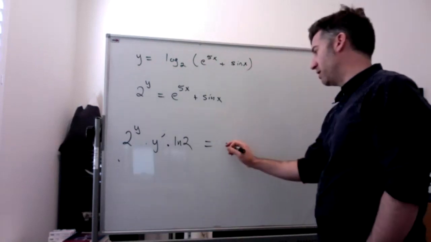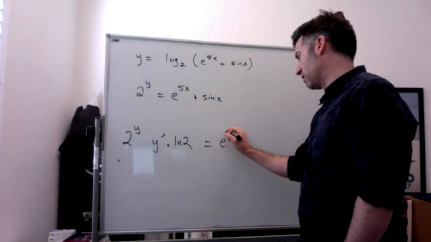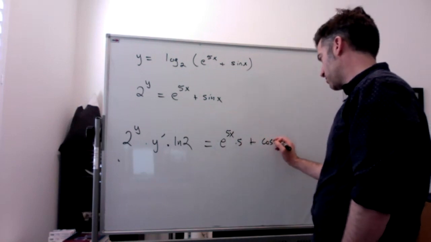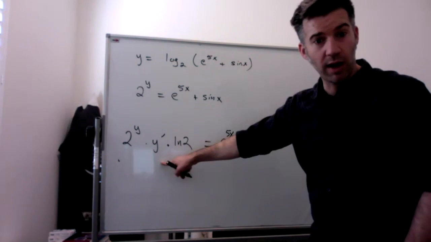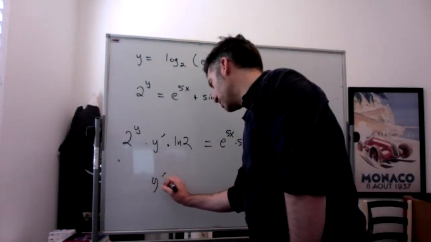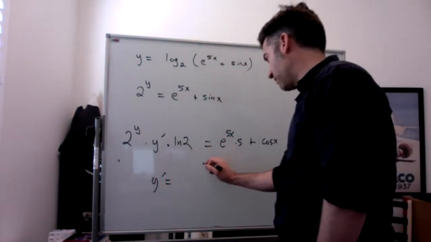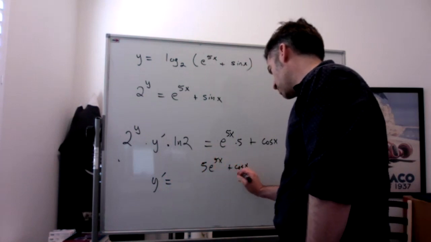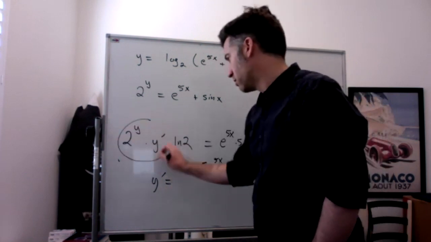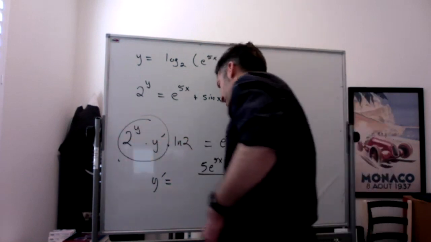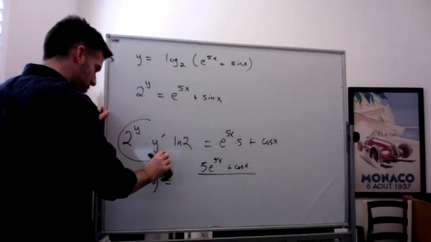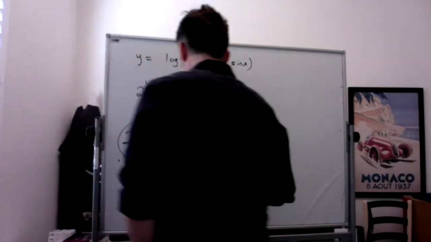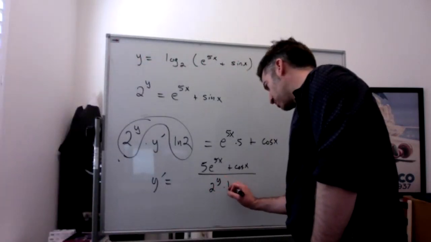The derivative of this stuff is, let's see, e to the 5x is e to the 5x times 5. The derivative of sine of x is cosine of x. Solving for y prime equals, I'm going to write this as 5e to the 5x plus cosine x, divided by 2 to the y times natural log of 2.